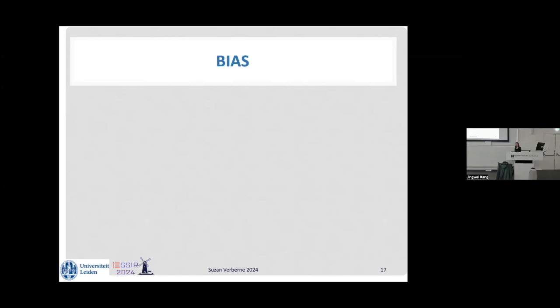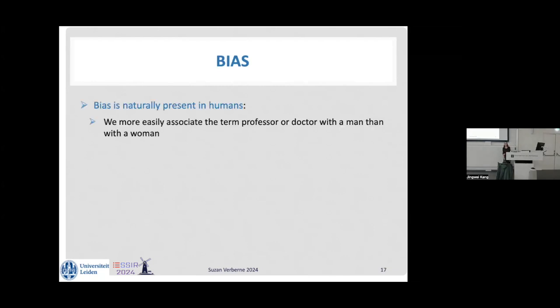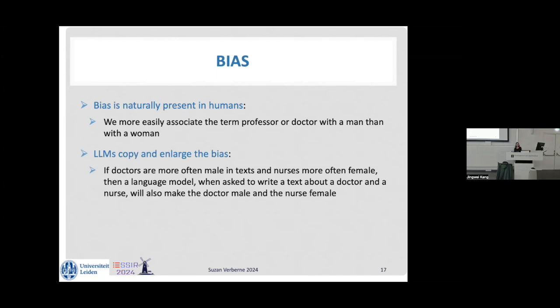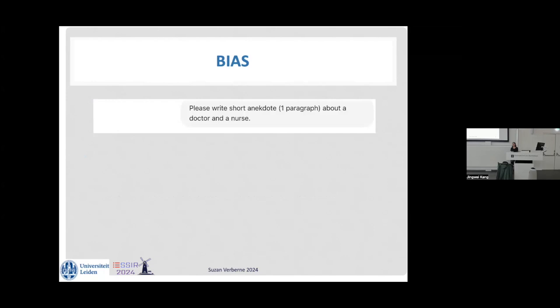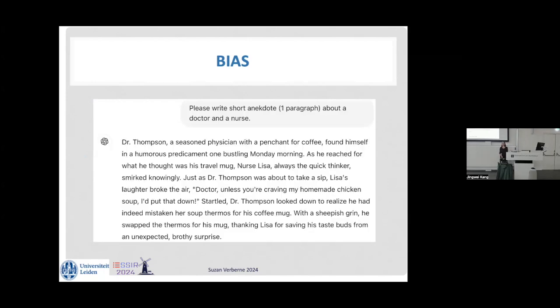Another issue is that these models exaggerate the bias that is present in humans and in human text. Naturally, as humans, we have biases because we also view the world probabilistically. So we more easily associate the term professor or doctor with a male than with a female person. We all have those biases. The problem is that LLMs actually copy those biases and make them worse. If you ask ChatGPT to write a text about a doctor and a nurse, the doctor will always be male and the nurse will be female. And even worse, the anecdotes that you get are quite stereotypical. You can try this out.